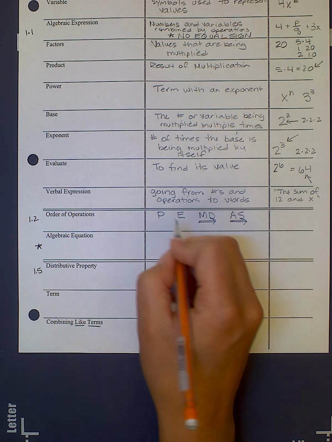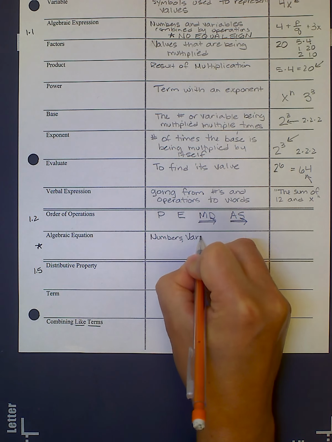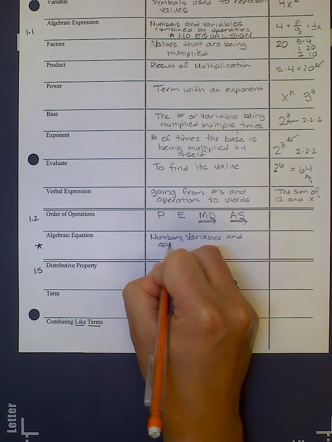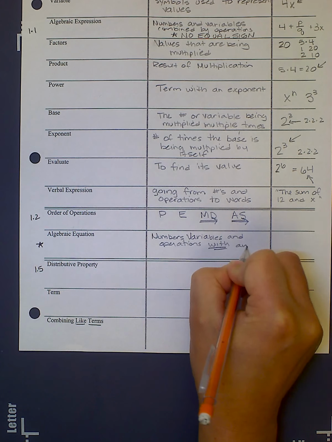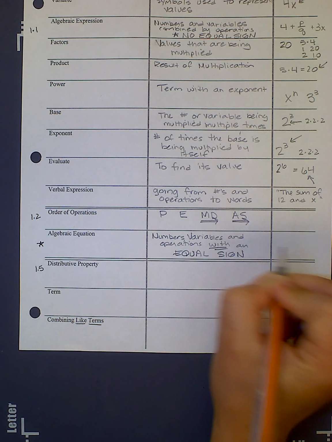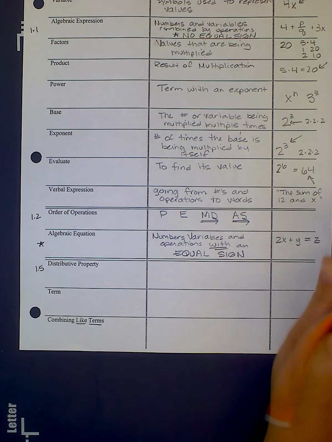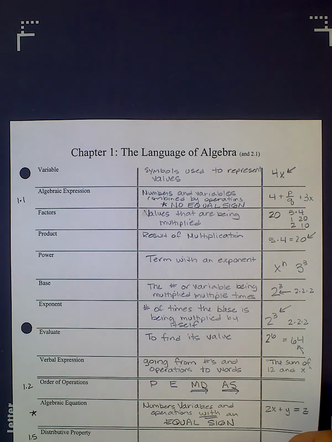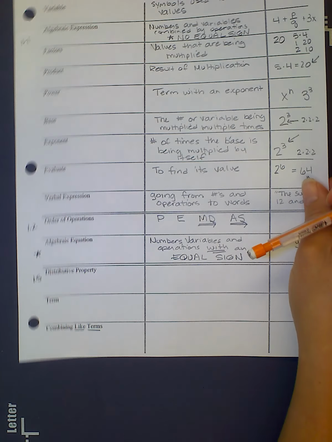An algebraic equation: numbers, variables, and operations with an equal sign. So now it has to have an equation or an equal sign for it to be an equation, which is the difference between that and an algebraic expression that we talked about the other day, numbers and variables combined by operations with no equal sign. So there's a difference there.